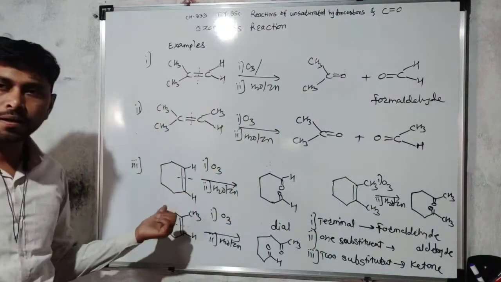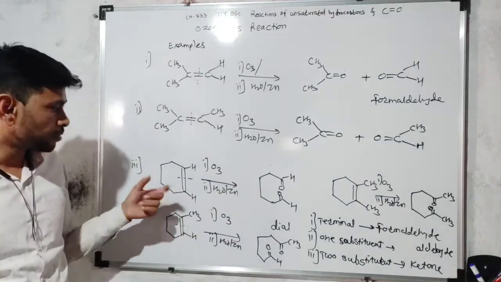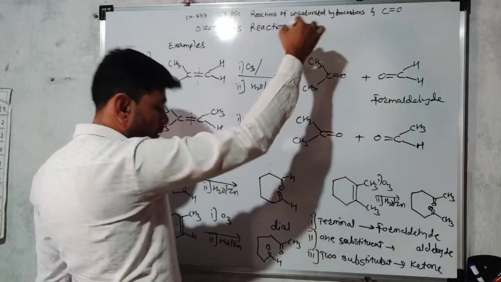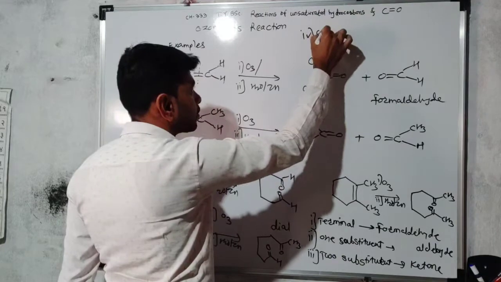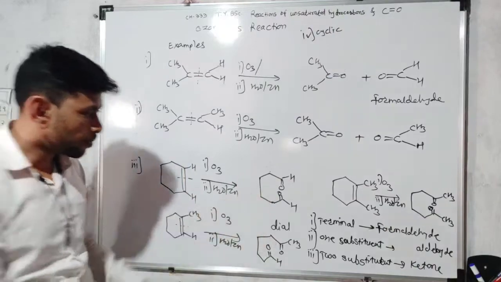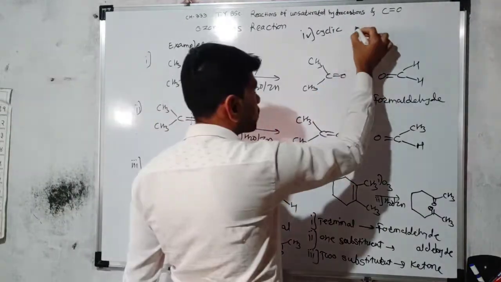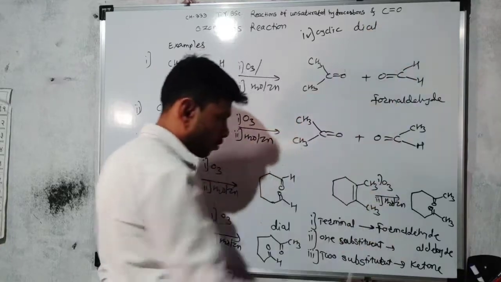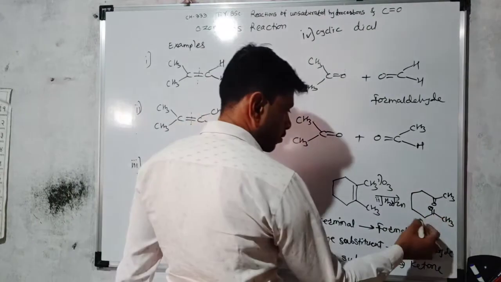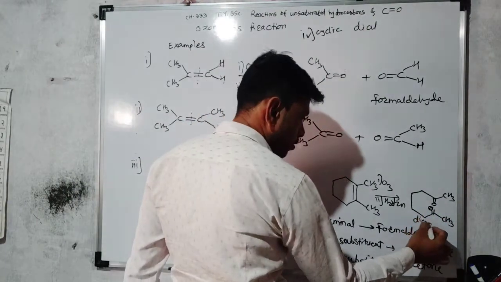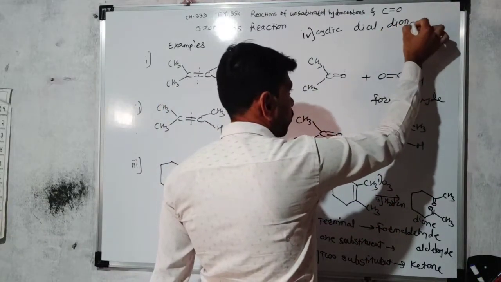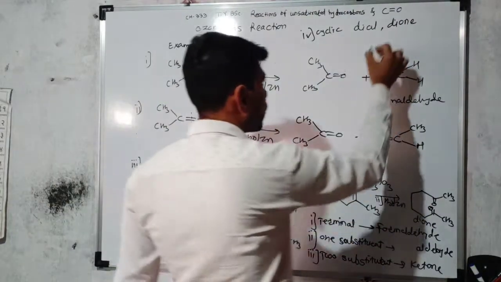And in case of cyclic alkenes, we obtain the product. In case of cyclic alkenes, which product is obtained here without substituent? We obtain diol, two aldehydes. That is, either the product is a diol, or in case two substituents are there, we obtain two ketones. So this compound is called a diol. This is a diol compound.